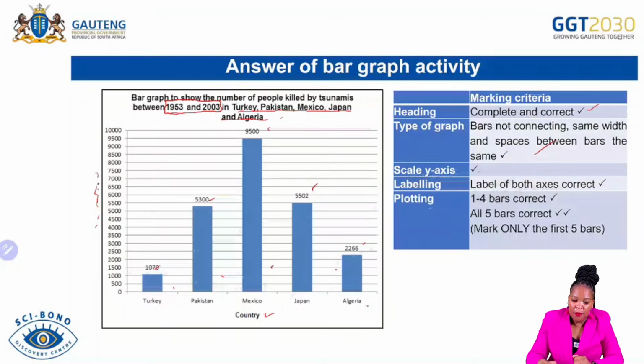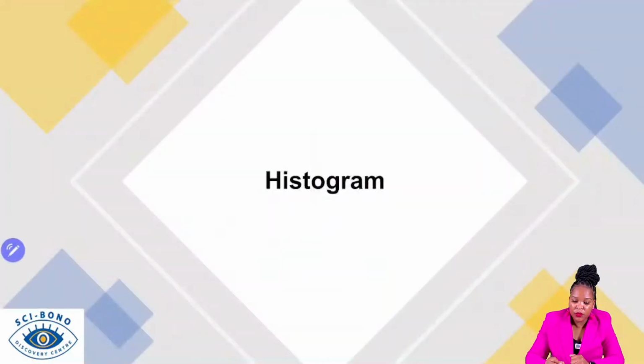Right. I'm not sure if we can continue to the next one. I think we can stop here for a short break of 5 minutes, and then we'll continue with another type of graph, which is the histogram.